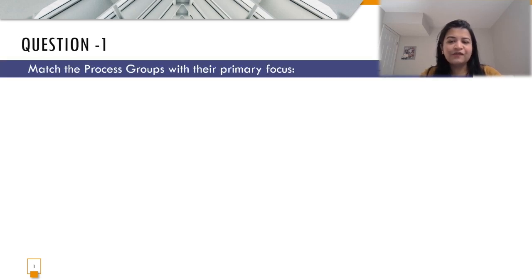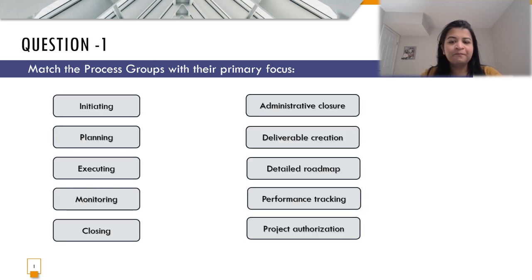So let's get started. The first question is match the following in terms of the process group along with their primary focus, wherein we are given 5 process groups: initiating, planning, executing, monitoring, and closing. So let us start with the easiest one.